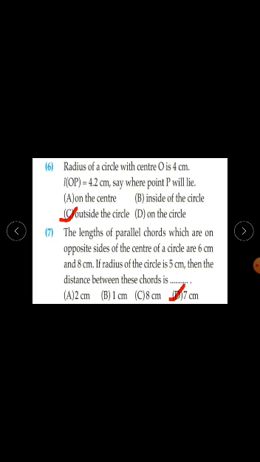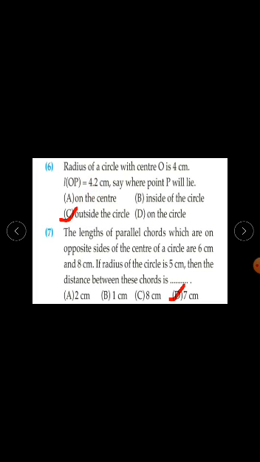Now sixth sub question. Radius of a circle with center O is 4 centimeter. Length OP is given 4.2 centimeter. So say where point P will lie: on the center, inside of the circle, outside the circle or on the circle. Radius is 4 centimeter and length OP is 4.2 centimeter.